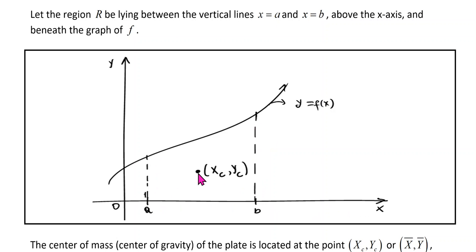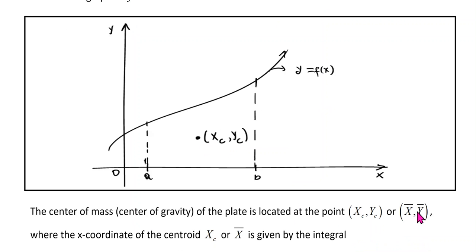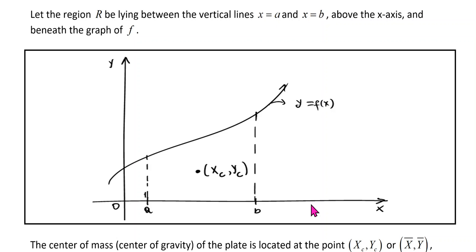So the centroid is a point. We call that x sub c, y sub c, or x bar, y bar. Sometimes we use x bar, y bar, or sometimes we use x sub c, y sub c. So x sub c is the x coordinate of the centroid, y sub c is the y coordinate of the centroid. At this point, the centroid, you can hold this thin plate such that your region will be balanced.